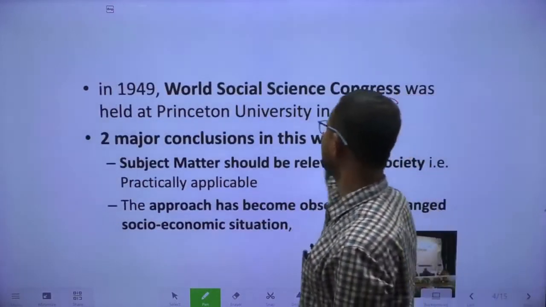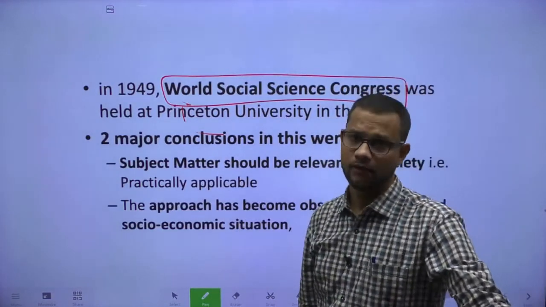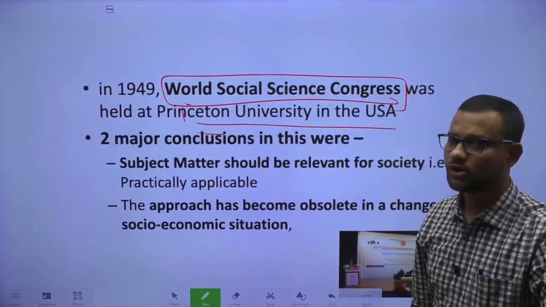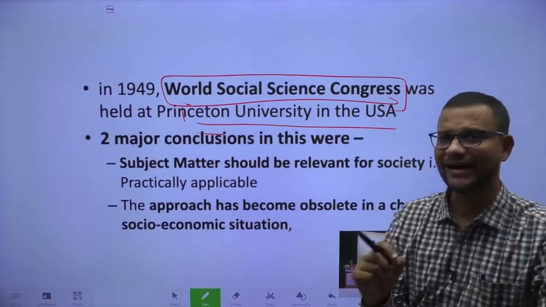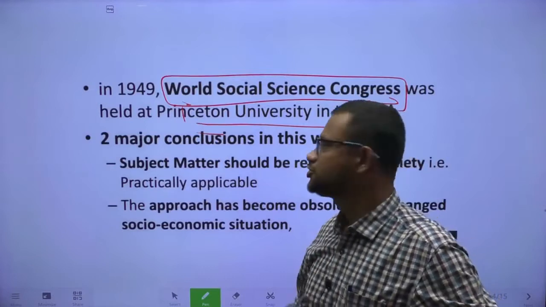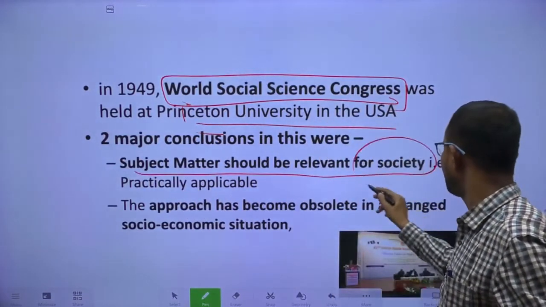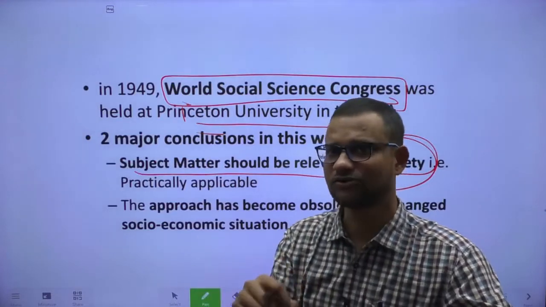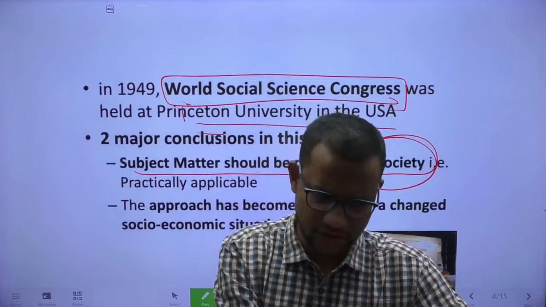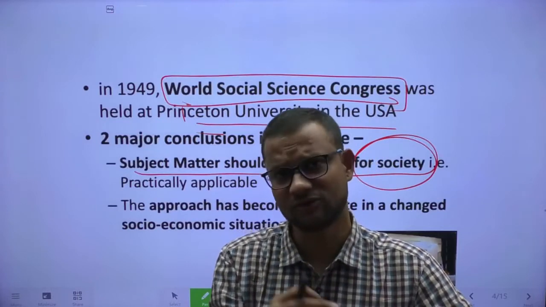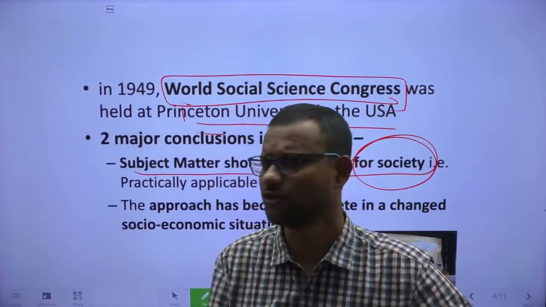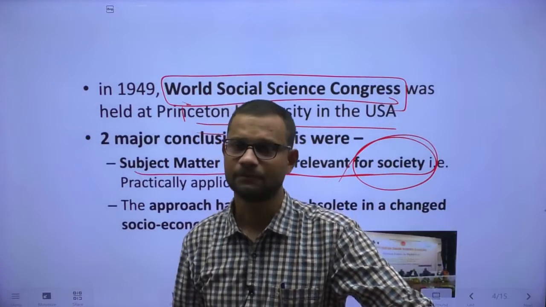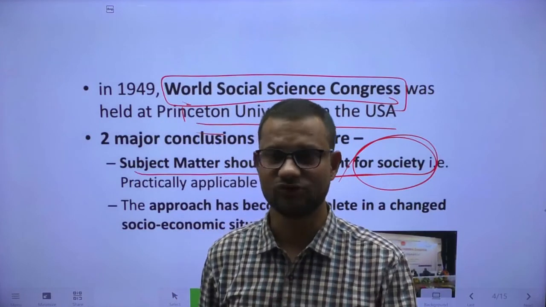It led, in 1949, to a World Social Congress, where a resolution was passed with two major objectives. The first one: we should study that subject from here onwards only if it has subject matter relevant for society. That means if there is poverty, the subject should have some kind of solution for that matter, the analysis, empirical evidence, and solutions also, or for unemployment, or deforestation, or whatever. So what are the problems of society? Those problems have to be dealt with effectively by that subject. That is the very first resolution that was accepted.